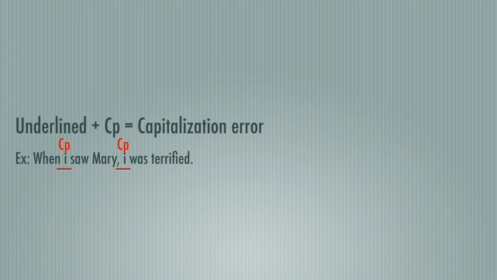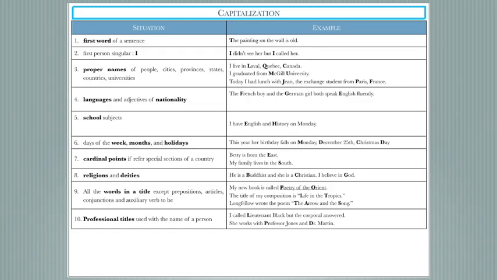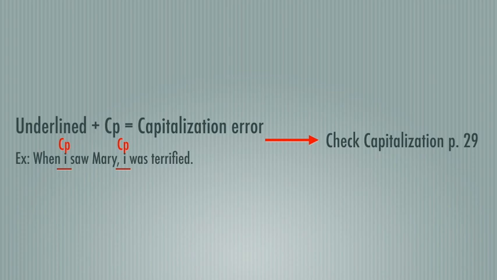Underline plus CP, that's a capitalization error. Okay, so for that, you check page 29 for what are the words that you have to start with a capital letter. So you have the first word of a sentence, first person singular, I is always capital letter, always. So languages, school subjects, weekdays, holidays, and so on. Okay, so in that context, when I saw Mary, I was terrified, capital I.